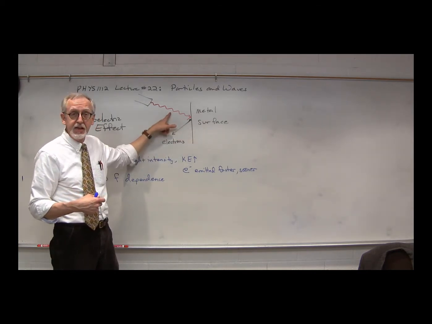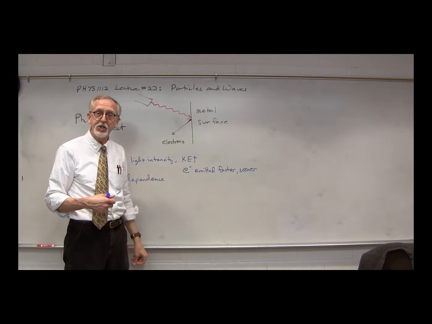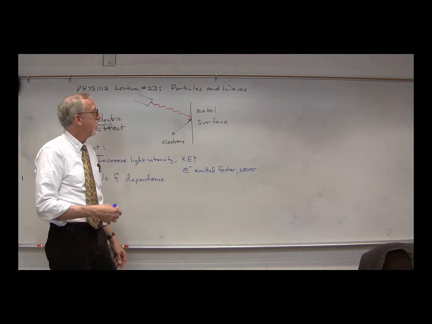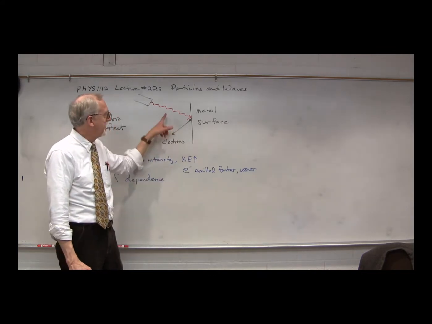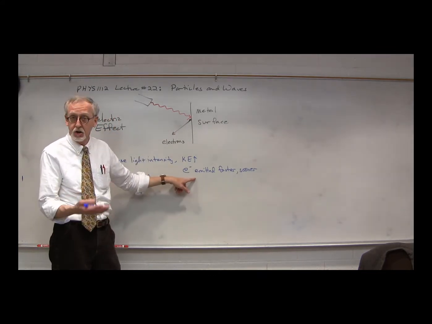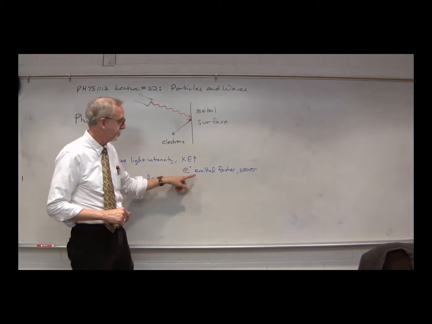So we increase the intensity. We're increasing the amount of energy per second that the electrons can absorb. They might then be emitted sooner. We don't have to wait as long. If we decrease the intensity, we have to wait longer for the electrons to be emitted. That's what we might expect.